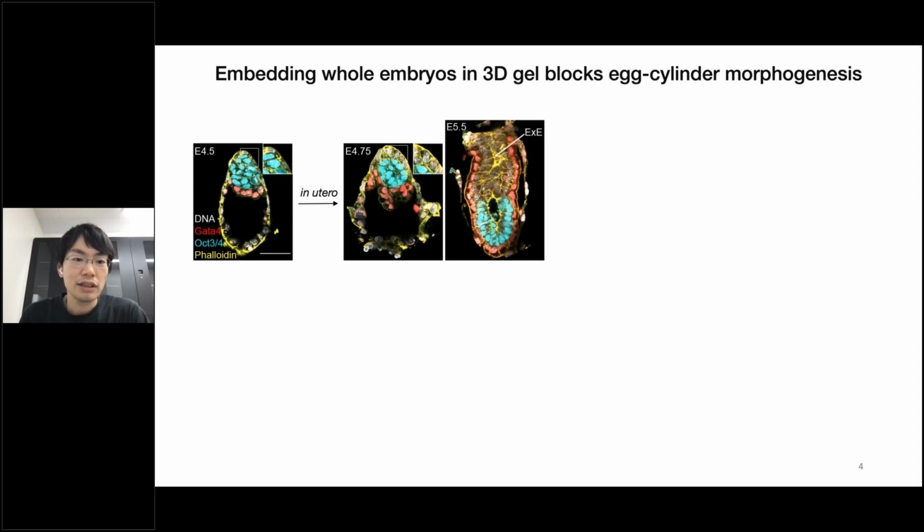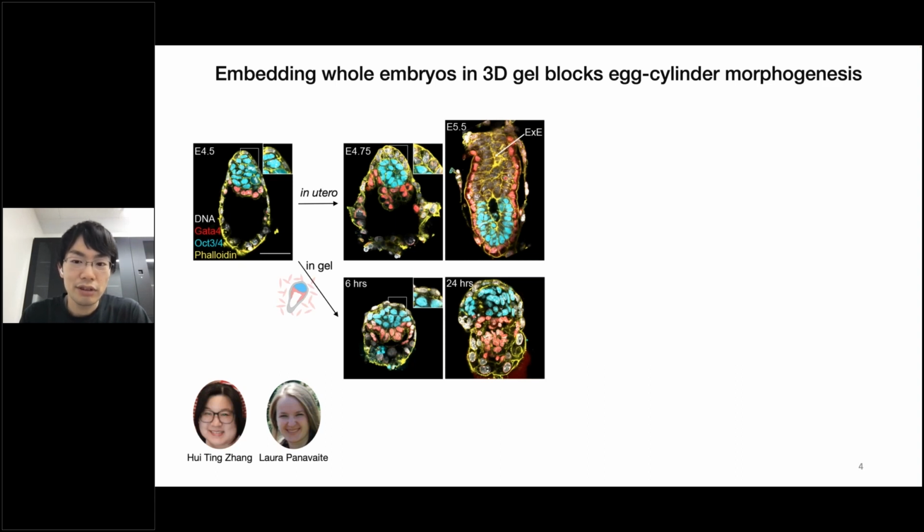Then together with our lab members, Huiting and Laura, we attempted to develop a culture system covering this period of the peri-implantation development by using a 3D gel containing Matrigel and collagen to support the embryo development in 3D. Basically, this idea comes from the fact that the post-implantation embryo is supported by the uterine soft, puffy tissues. However, it failed to support proper embryonic development in 24 hours.